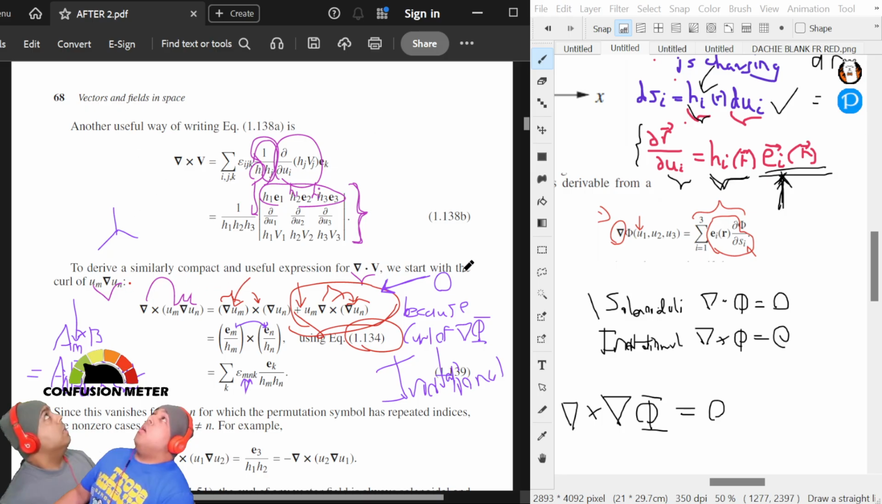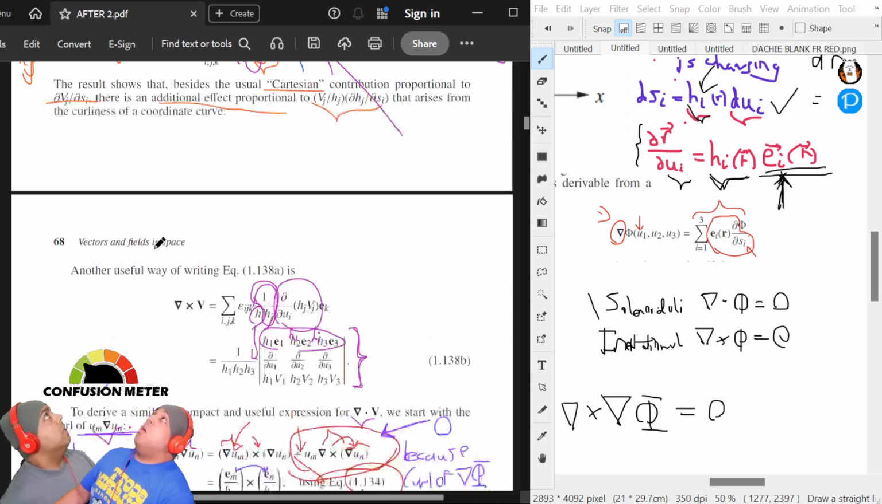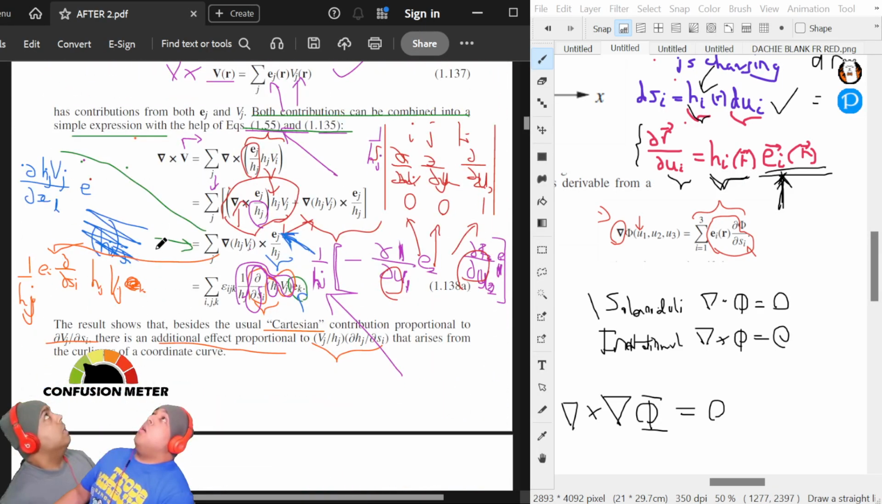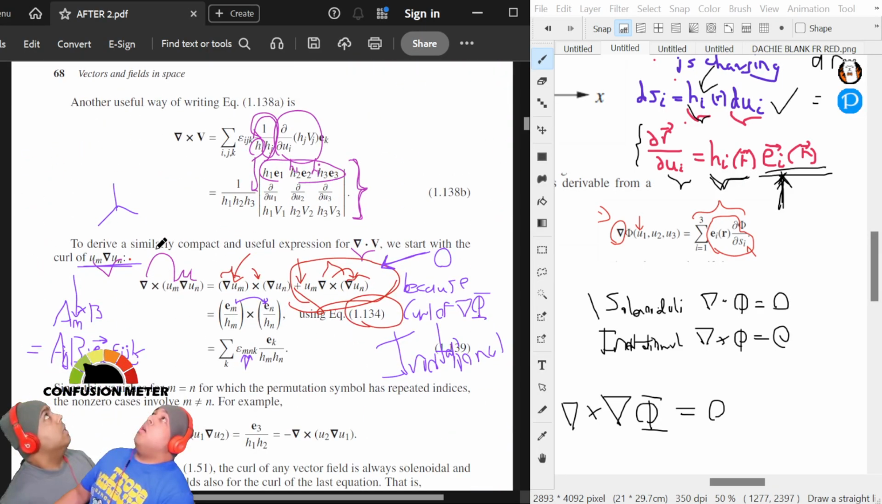To derive a similar compact and useful expression for this, we start with the curl of this. Why do we start with the curl of this? Like, what even is this? Why is that important? I'm sure all will be made clear. That's my catchphrase, all will be made clear. So yeah, I understand what's going on now.